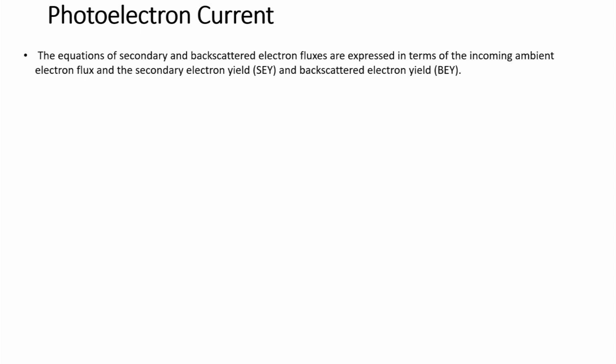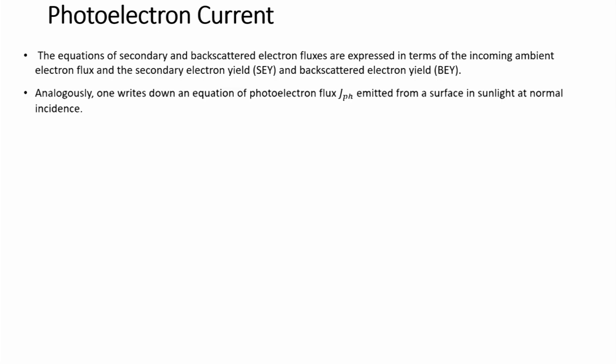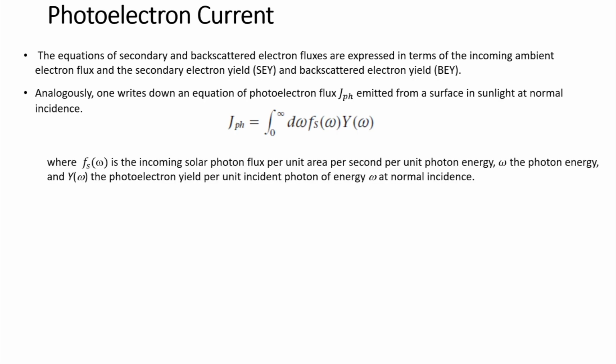Here it is a similar type of equation to that used for the secondary and backscattered electron fluxes, with parameters like secondary electron yield and backscattered electron yield. So, a similar formula is used, as it was used earlier. Here Fs of omega is the incoming solar photon flux, or you can say the distribution function. It is per unit area per second per unit photon energy.